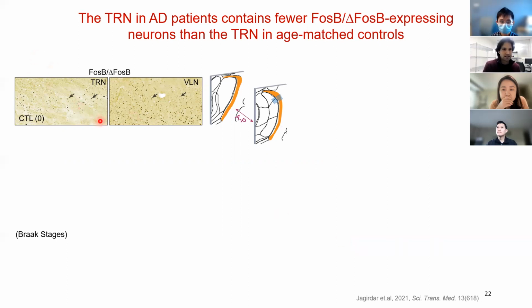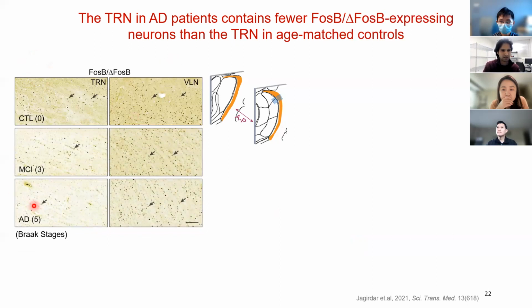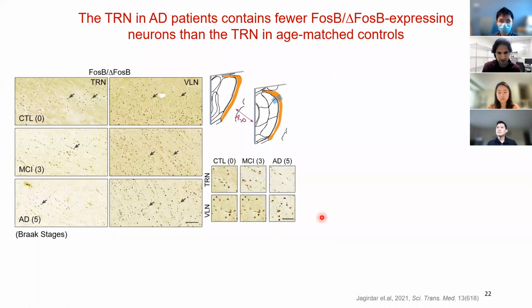And what you see here is the control, an age-matched control patient. And this is the TRN showing the delta phosphate expression. And this is the ventrolateral nucleus of the thalamus, basically that receives the projections from the TRN and communicates reciprocally with it. And if you look at the MCI patient and the AD patient, in the AD patient there is a strong reduction in delta phosphate expressing cells. We can see that in higher magnification inset, that the AD patient had fewer delta phosphate expressing cells.